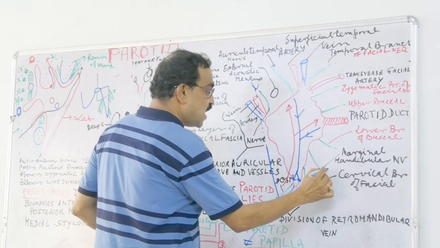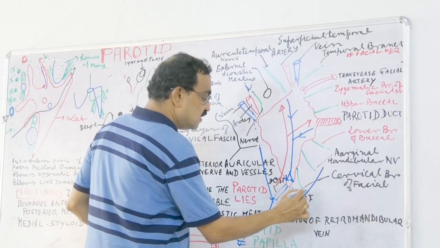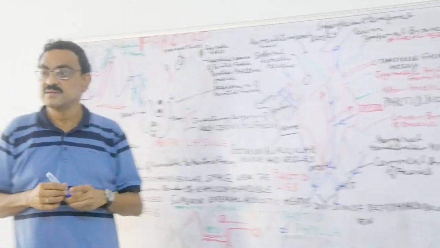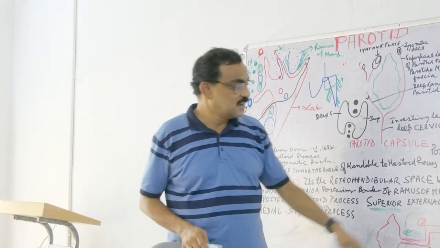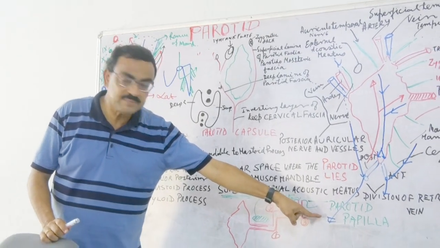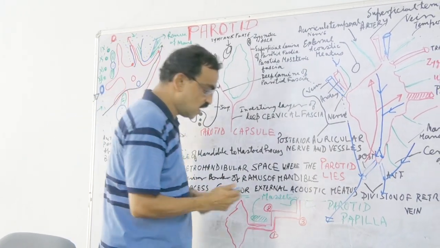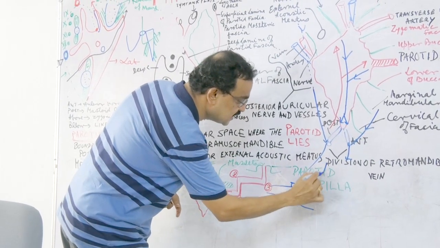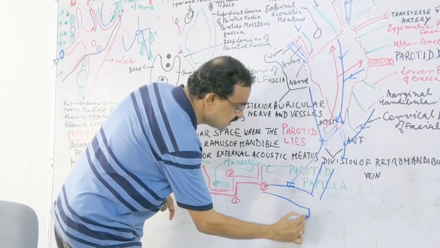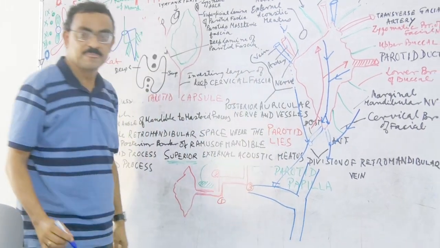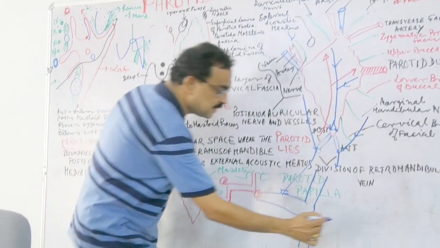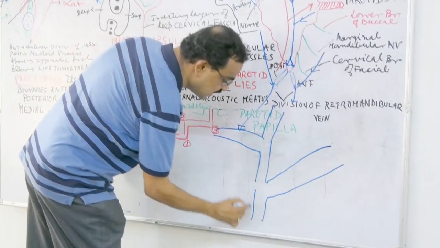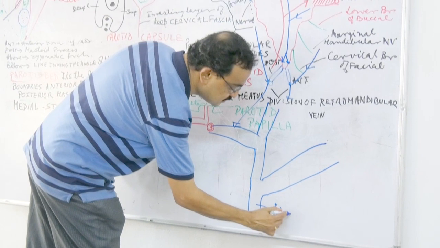And the anterior one joins with the facial vein, which forms the common facial vein. And this external jugular vein joins with the subclavian vein. Here is the brachiocephalic vein. The brachiocephalic veins join to form the superior vena cava, SVC.